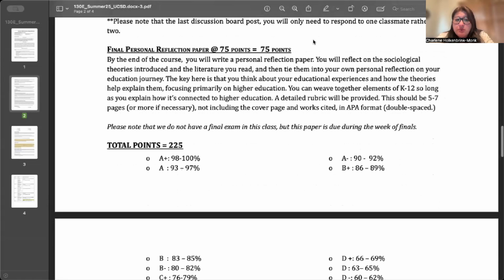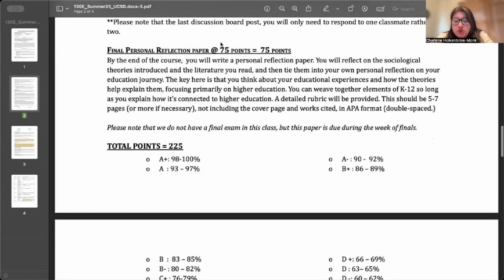Then you're going to have a final personal reflection paper. You still have to bring in works cited and materials in the course, but you are going to be reflecting on some of your experiences in higher education. You can weave together some of your K-12 experiences because those are very closely tied together, but you are going to need to reflect very deeply on your personal experiences and use materials from the class to support that.